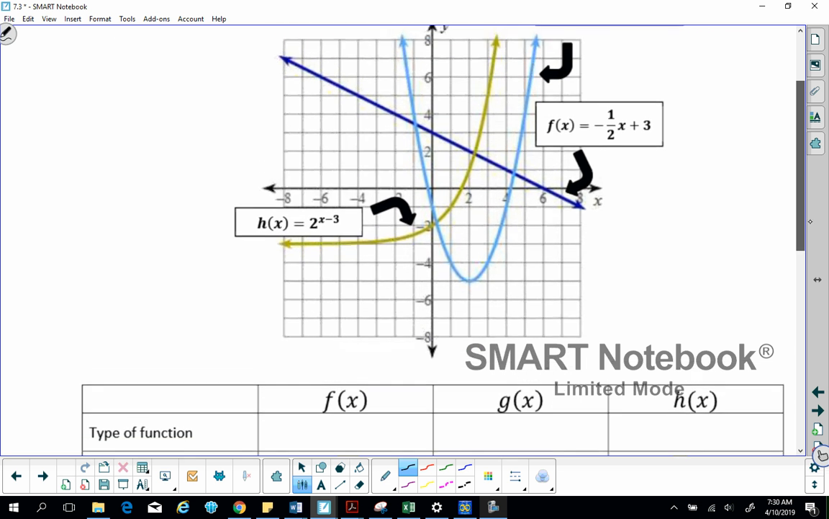So basically, let's figure out first what type of function it is. So f of x is that dark blue one. Damon, what type of function is that dark blue one? Beautiful. Linear. How do you know that?